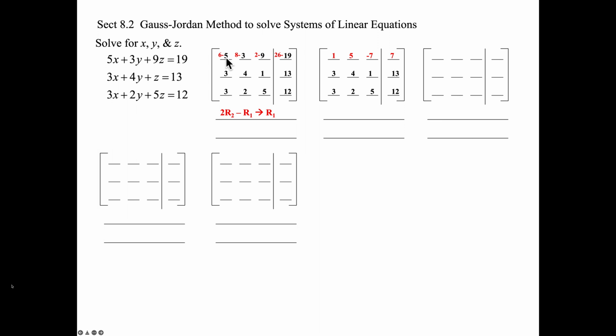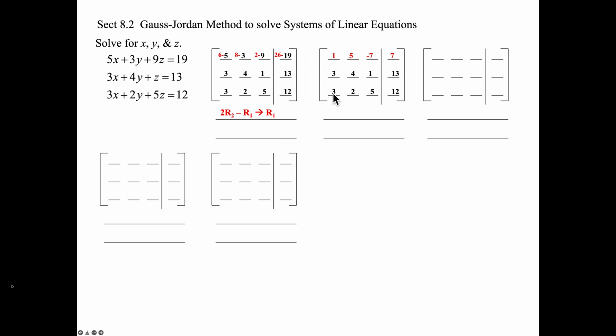That's better than having 1 and taking all of row 1 and dividing it by 5, to have a 1, 3/5, 9/5, 19/5. That's something I don't want to work with. Now that the 1 is established and we have all integers here, let's make these zeros.